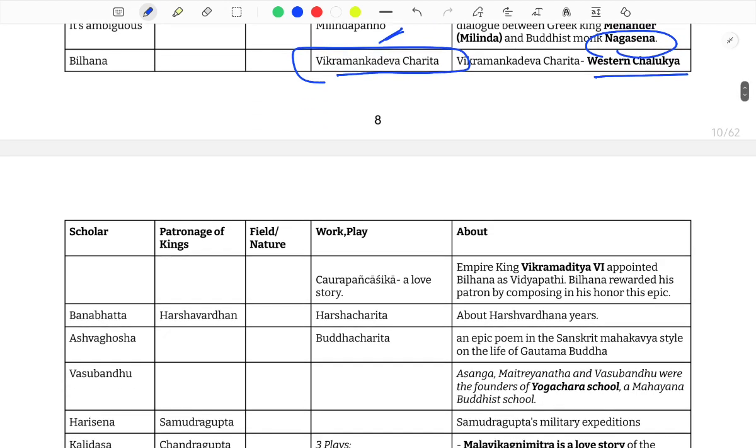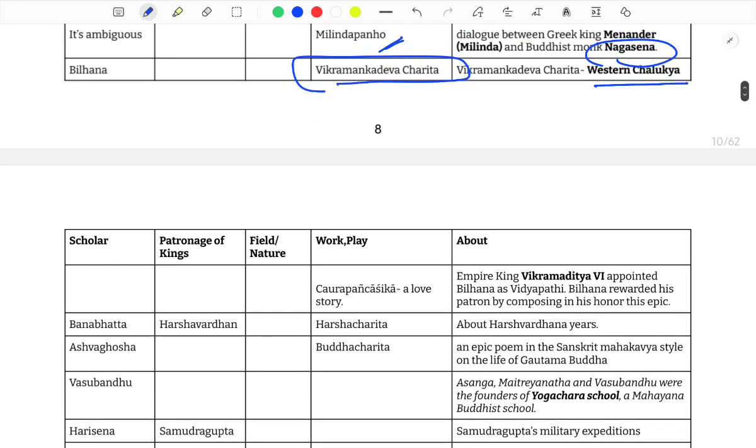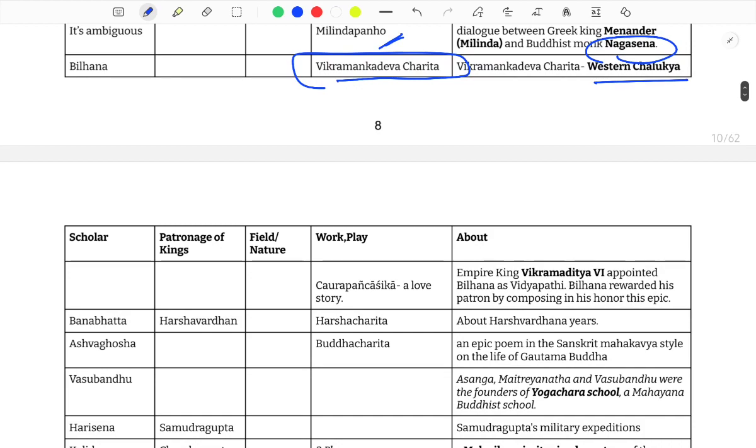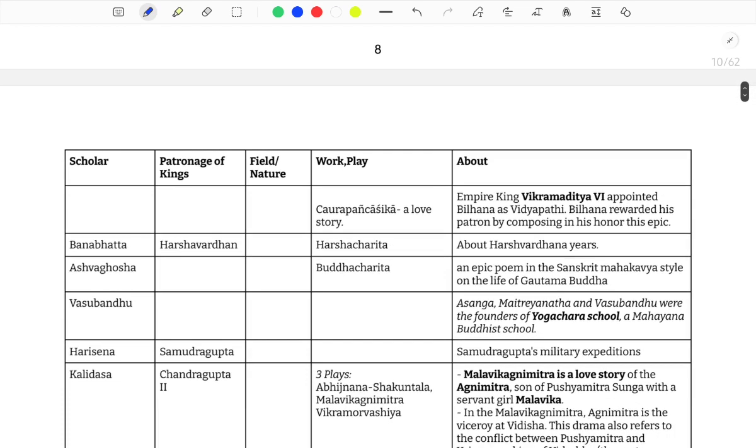Chaura Panchashika, that's a love story. I think that's also by Bilhana. Chaura Panchashika, a love story. King Vikramaditya VI appointed Bilhana as Vidyapati. Yes, Bilhana rewarded his patron by composing in his honor this epic.